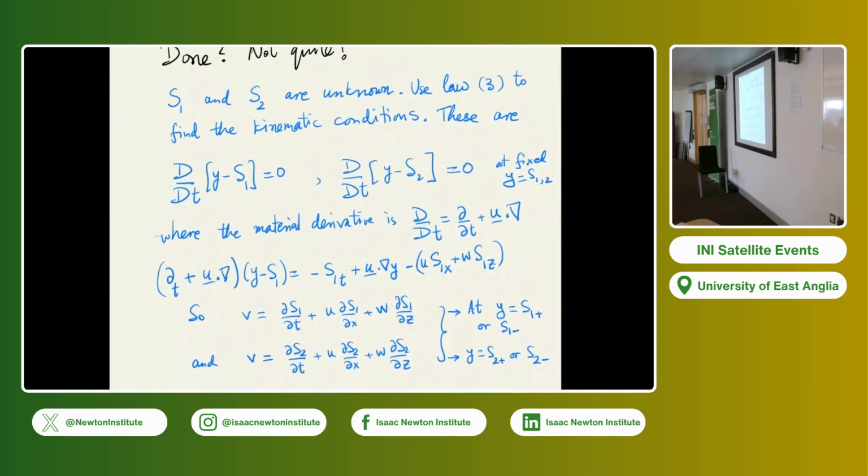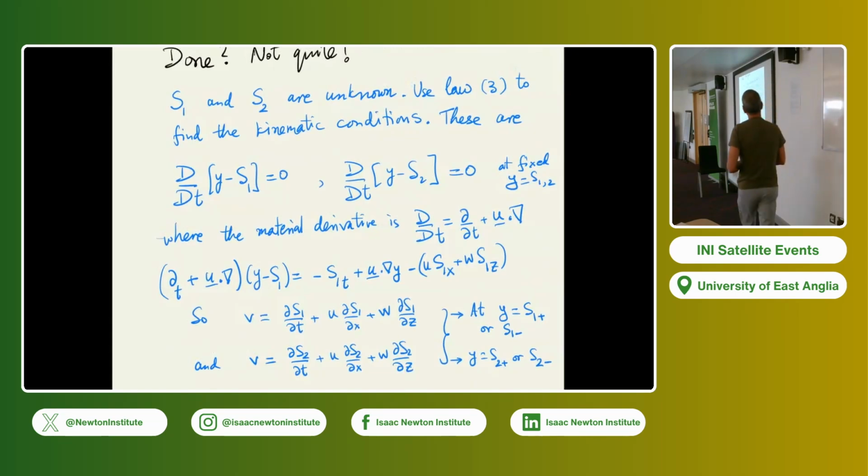So what are the kinematic boundary conditions? Well, the idea is that these surfaces, they're material surfaces. They don't have mass, they don't have thickness, right? They're material surfaces, so that's how we model them. And therefore, the material derivative of y minus s1 and y minus s2, or however many you have, has to be 0. And if you work that out, this is the material derivative, d by dt plus u dot grad, then you end up with another 2 boundary conditions like this.